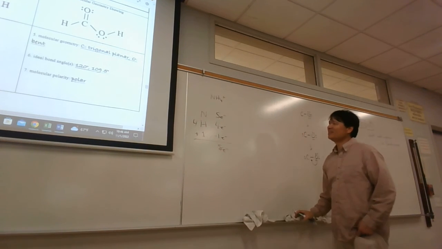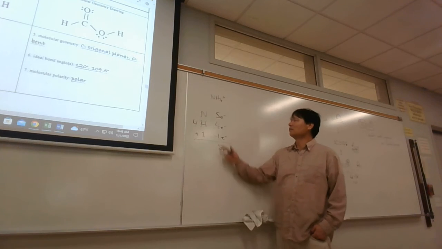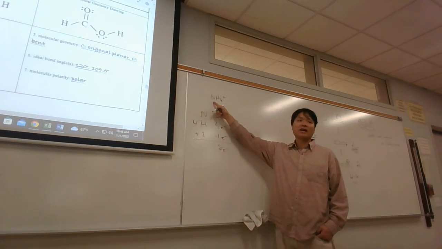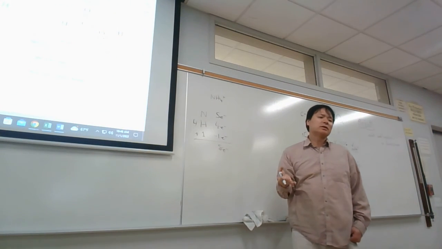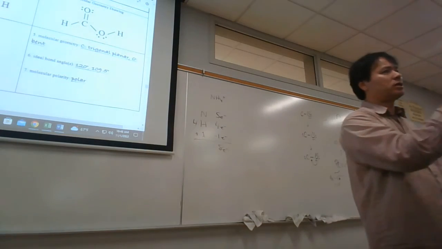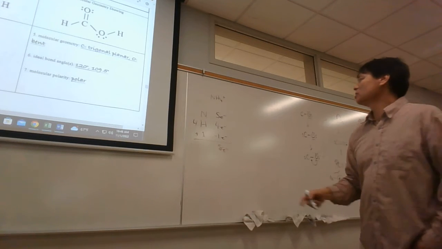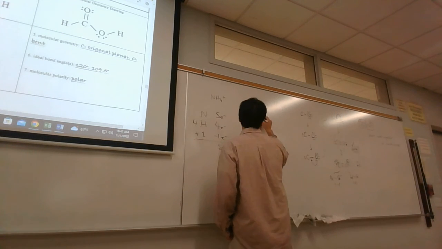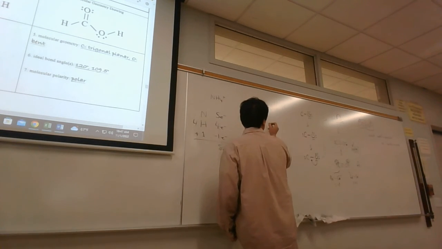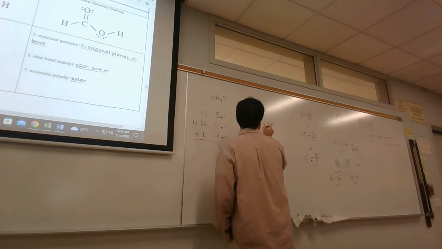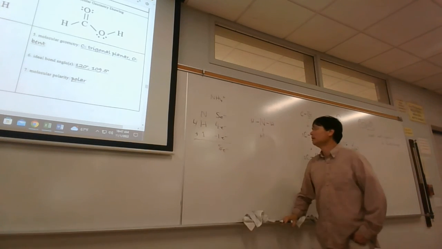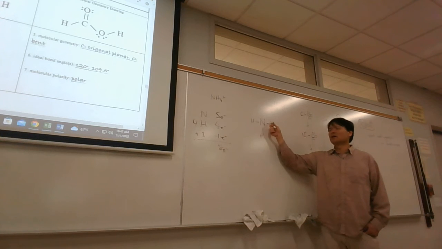Now, normally we put the least electronegative element in the center. Hydrogen is less electronegative than nitrogen. But the problem with hydrogen is hydrogen can never be in the center because hydrogen only forms 1 bond. And so we can't put hydrogen there. Hydrogen always has to be what we call a terminal atom. And so we'll have this. Okay, we've used up 6 electrons.